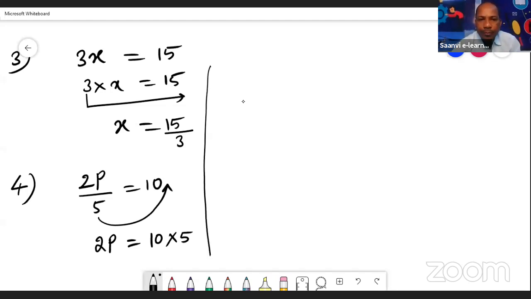See children, minus 3x is equal to 15. Minus 3x is equal to 15 is there. Okay. Now I am sending this minus 3 to RHS. So I am writing x is equal to, generally what we will think, when this minus quantity is sent to RHS, it becomes plus quantity.